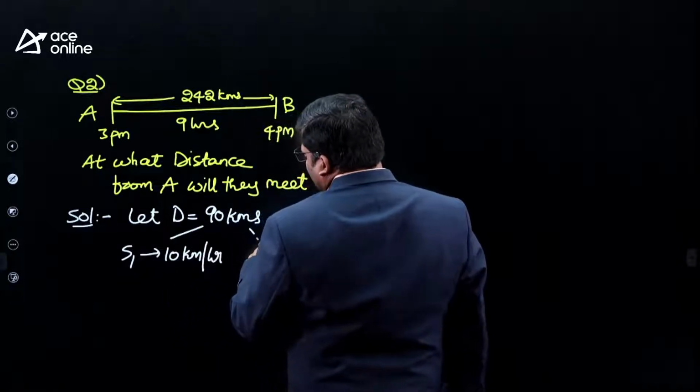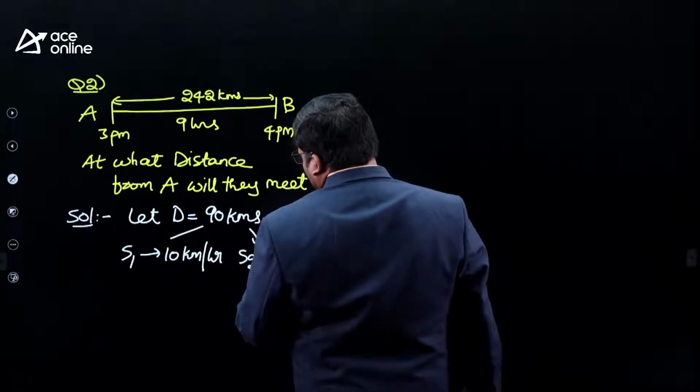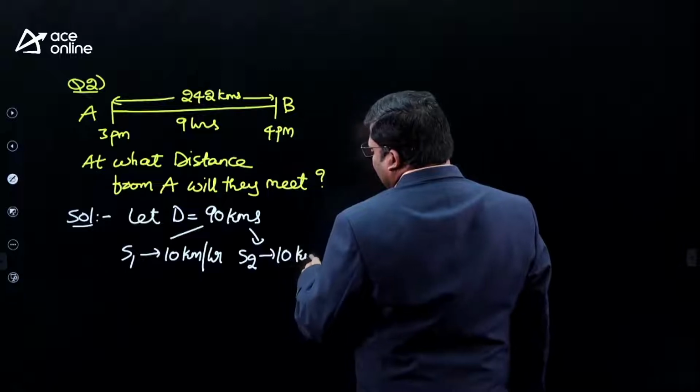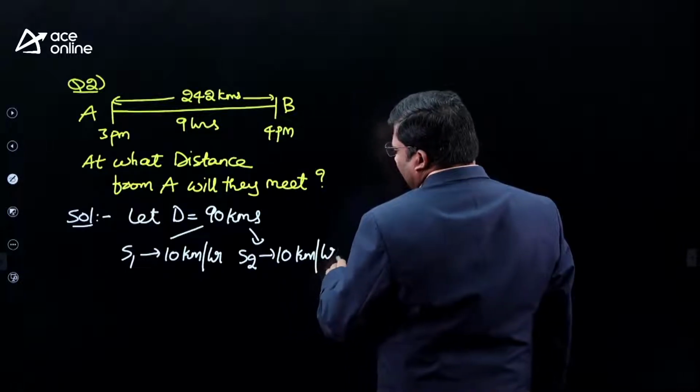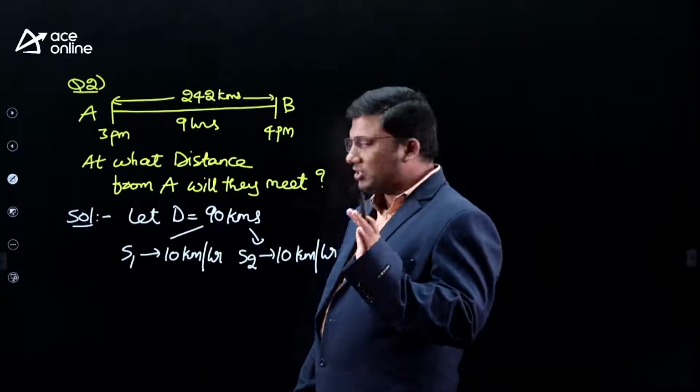This will become 10 kilometer per hour, and this also will become 90 by 9, which is 10 kilometer per hour. I took the distance, I know the time, so I calculated the speeds.